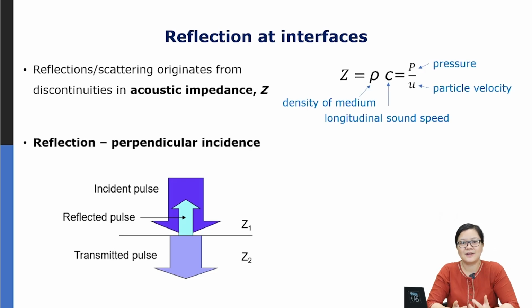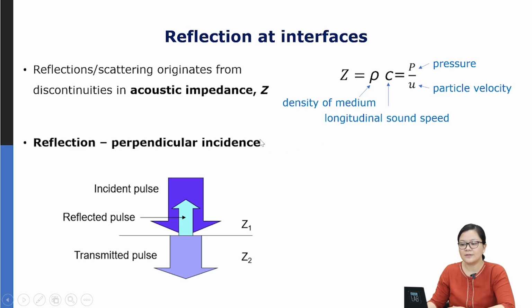Now let's talk about reflection at interfaces. So we know from a previous lecture that acoustic impedance is important in producing reflections and scattering. If there is any acoustic impedance mismatch between media that are adjacent together, then it will produce a reflection or a scattering. So we recall from a previous lecture that the acoustic impedance is a function of the density of the medium rho, the longitudinal sound speed c, and also a function of the pressure divided by the particle velocity.